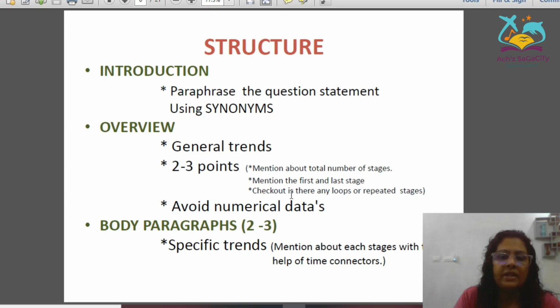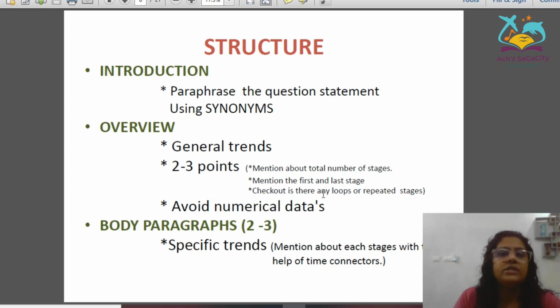Then you need to mention about the first and last stage. What was starting with which one and end up with which one. So you need to mention the first and last stage. So along with that you need to check up, is there any repeated stages or is there any loop points, means you need to mention that too. So mostly we will write about the total number of stages and also mention the first and last stage at least in the overview. And especially note that try to avoid the numerical data.